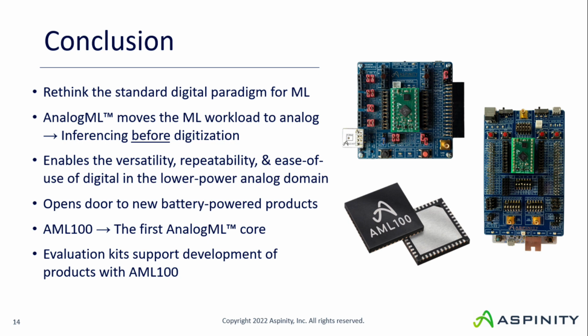So in summary, analog is efficient. The AML100 is what allows us to access all that efficiency and build really, really low power systems.